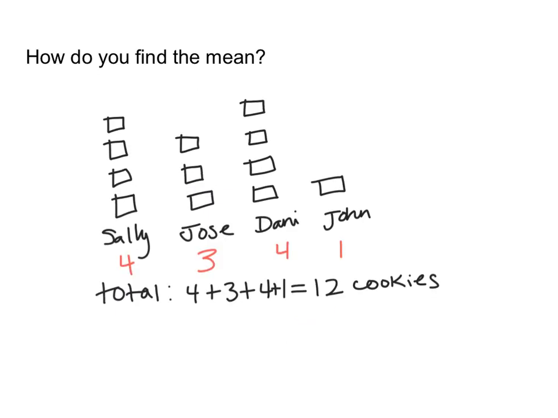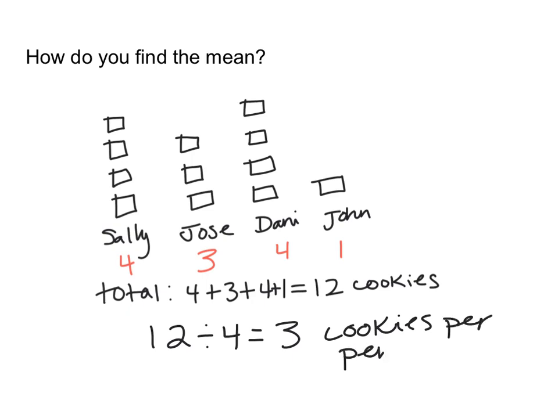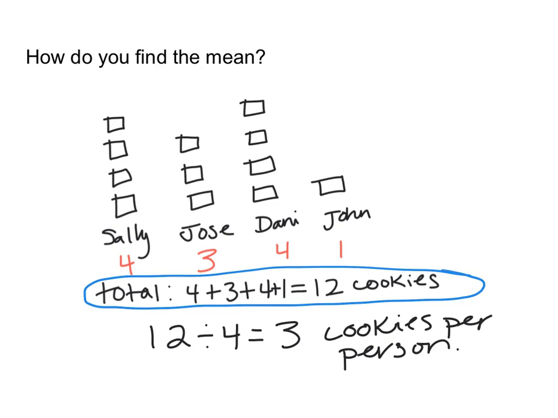And since there were 4 people that all together brought 12 cookies, if we do 12 divided by 4, that tells us that each person brought the equivalent of 3 cookies. We had a mean number of cookies was 3, or the average number of cookies was 3. So it's 3 cookies per person. So you'll notice there were 2 steps. The first step we did was we found the total number of cookies, and the second step was we divided by the number of data points.